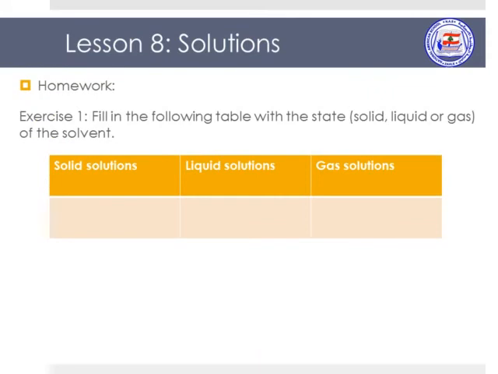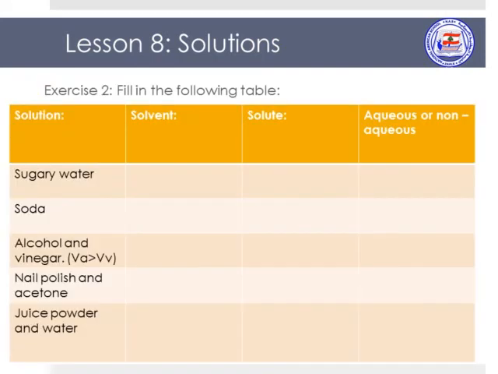Now I need you please to prepare exercises 1 and 2 as homework for next time. In exercise 1, you have to fill in the following table with the state of the solvent. So for solid solutions, you have to say if the solvent is solid, liquid, or gas. For the liquid solutions, you have to do the same, and also for the gas solutions. In exercise 2, for each solution you have to determine what the solvent is, what the solute is, and if the solution is aqueous or non-aqueous.